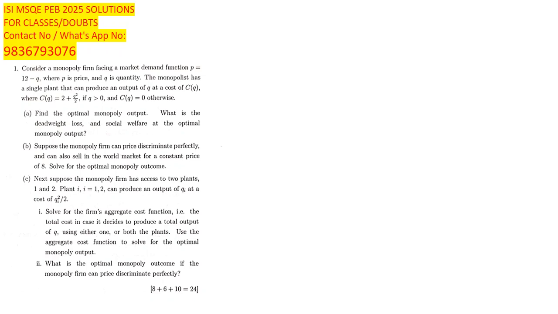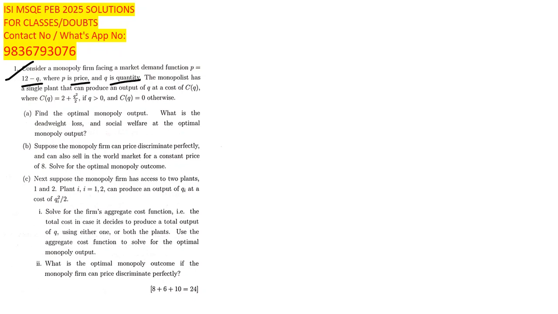So, second part. Now here the question you have been given was on monopoly. So let's see how we can solve it. Consider a monopoly firm facing a market demand function, which was given as Q = 12 minus P. P is the price, we know, and Q is the quantity.